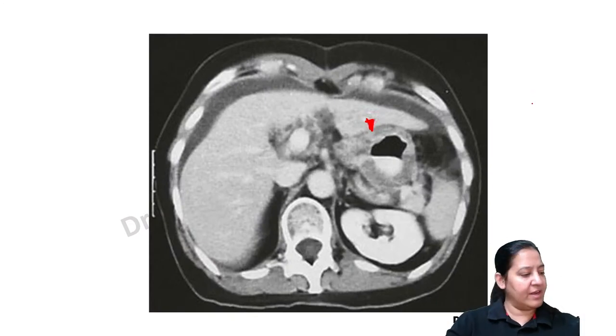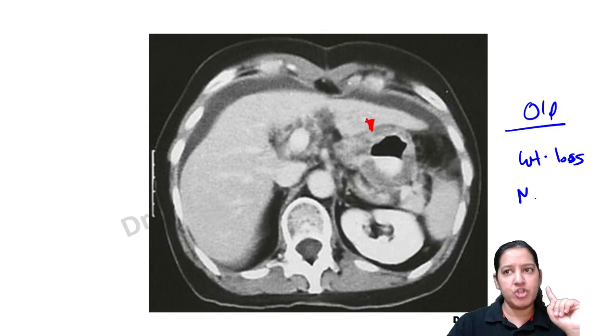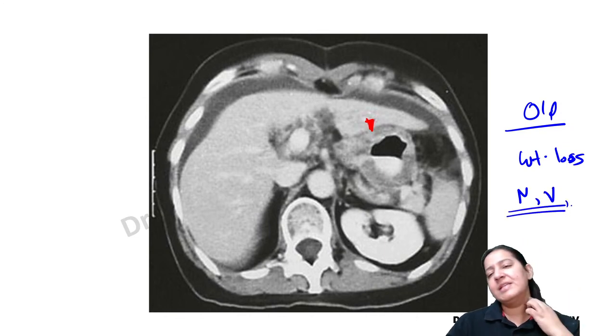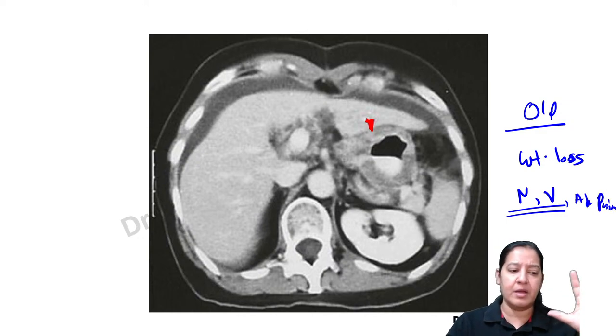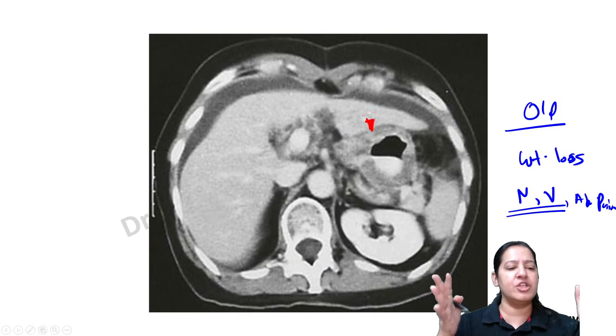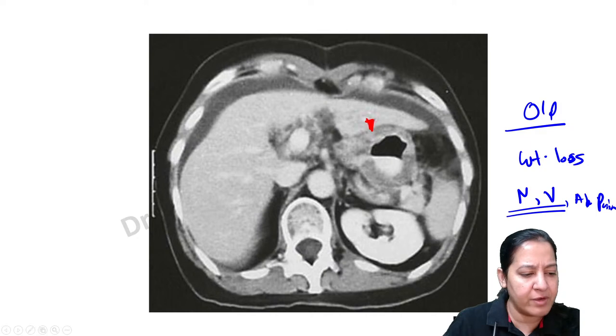Now the clues given, again I am enumerating them. Clues are important. The patient is old, with sudden weight loss, 7 kg within 3 months, and having nausea and vomiting, indicating upper abdominal pain. It indicates something wrong in the GIT, especially in the stomach. So search now what pathology is shown by the red mark here. Can anyone of you tell me what the pathology is?